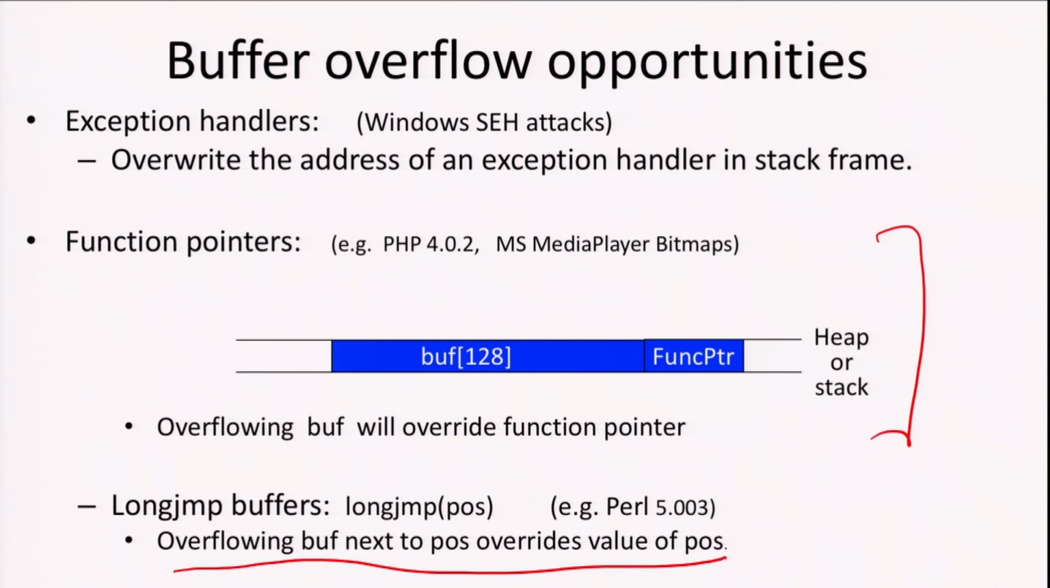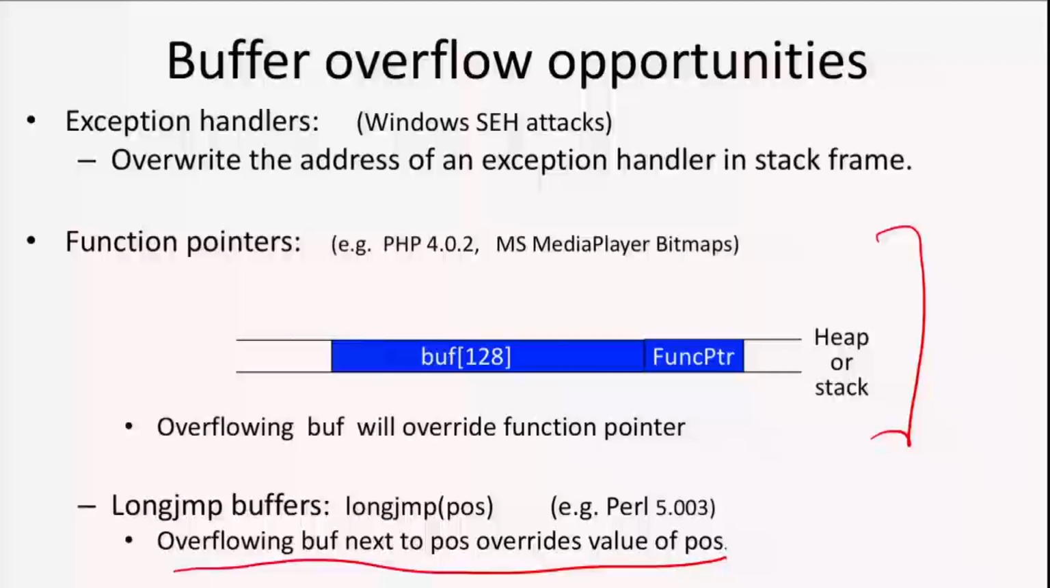For longjmp, you should read up on it, because longjmp is a way of creating exceptions in C. We know that in C++ we have exception try and catch and exception types, but in C we don't have that. So longjmp is one way of doing that, and also in Perl and so on. If you can overflow a buffer next to the address, the value that is being passed to longjmp, then you can do similar harm.